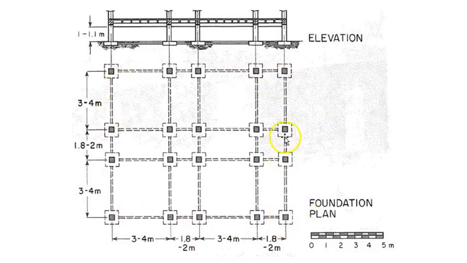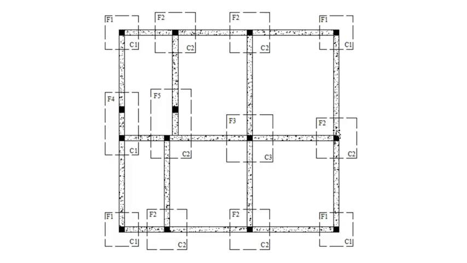We see the columns are the dark squares, the footings below them are the dashed areas that are larger, and then the dashed lines here would indicate something above. Those would be the beams connecting from column to column. So a simple depiction of how a column foundation configuration could look.